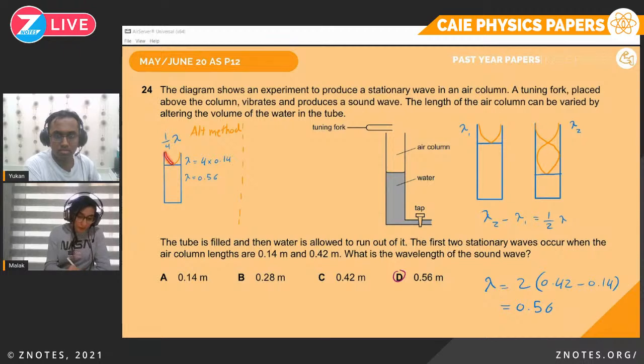Or when the first stationary wave is made, you know this is a quarter of a wavelength, and right away you just multiply 4 by this length. Clear? This is the shortest method. I suggest you use this one. This is just the same thing but longer.